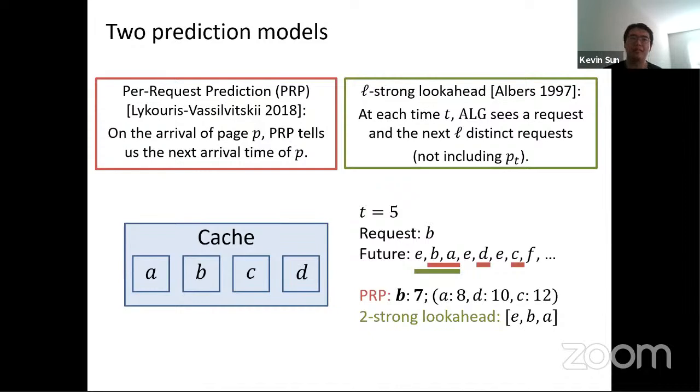But I guess the challenge is, in fact, there's been recent work in ICML this year that considers other prediction errors. For example, if we look at the error that they consider, it is basically the sum of the absolute difference. It gives you a predicted next arrival time, and you take the difference of that with the actual next arrival time, and you sum this across all requests.